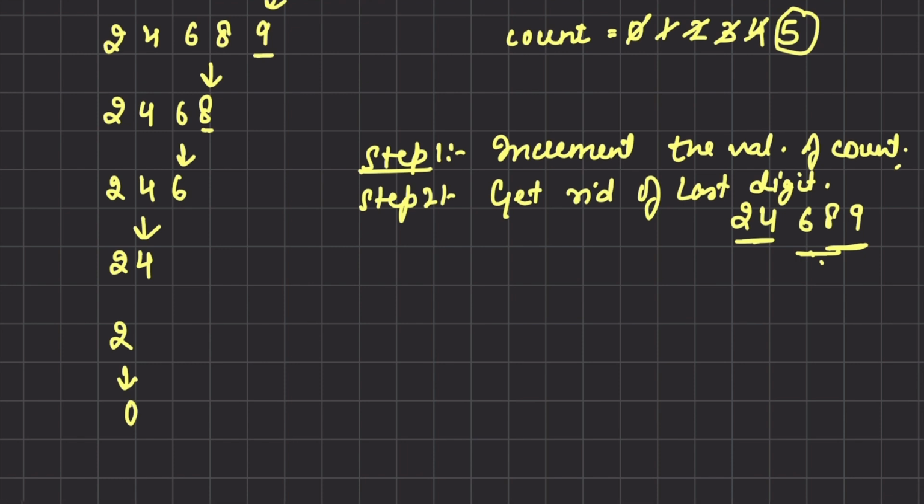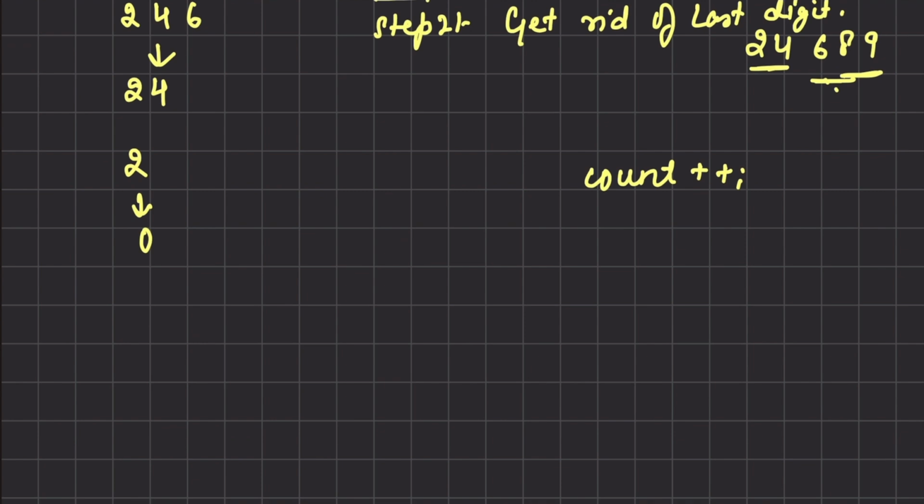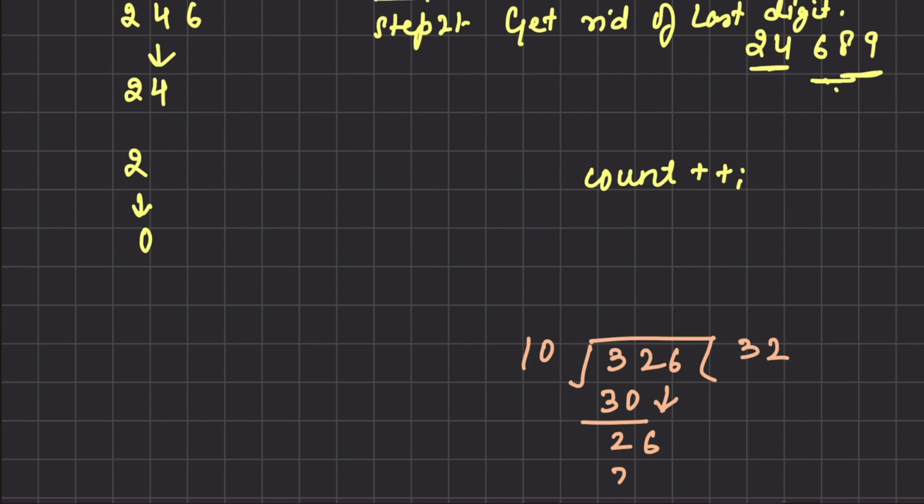So how to increment the digits? You know this. We can simply do it by count plus plus. Right? This is how we increase. But how do we get rid of the last digit is the question now. So take a look over here. For example, we simply take a 3-digit number 326 and divide it by 10. So 10 times 32 is equal to 320. You are left with 6. So you can clearly see that in this question, we are getting rid of the last digit, right? Now we don't have the 6 here. So this is how we are going to proceed.